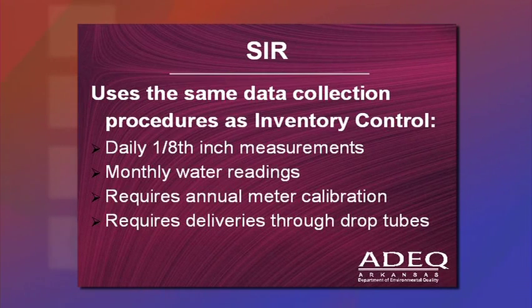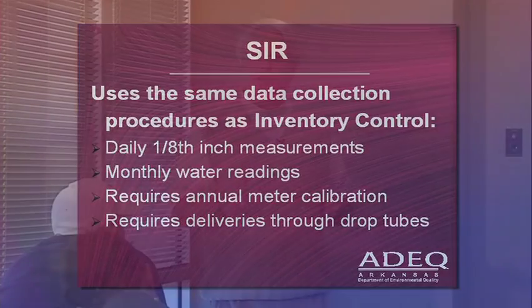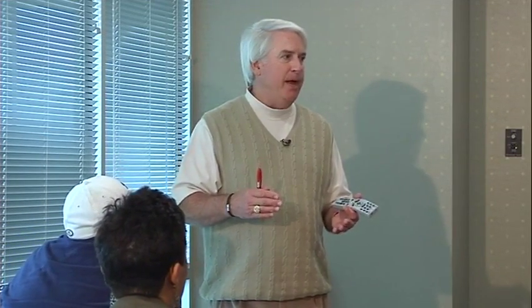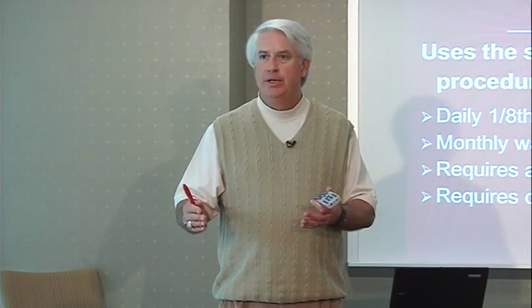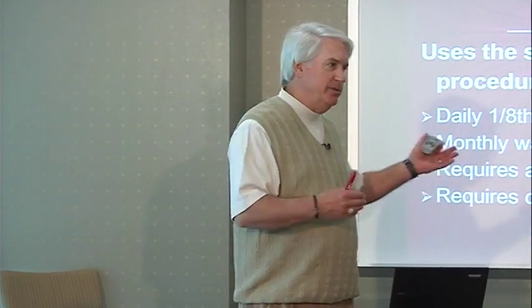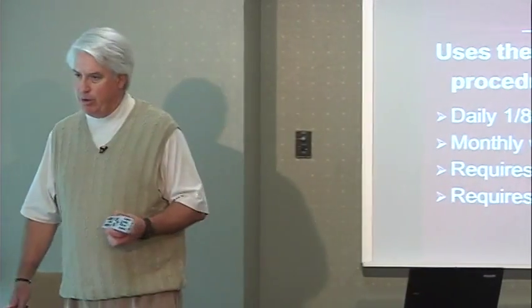Also, if you're doing SIR, it requires that your meters be calibrated, because if you're not dispensing a gallon of gas, then you're not going to be able to balance this checkbook when it comes to pass, fail, or inconclusive using this method. So you don't want to be dispensing 0.96 or 1.02 of gasoline, because you're never going to be able to balance this checkbook out for inventory control.